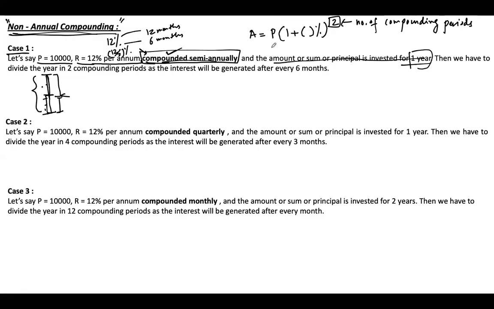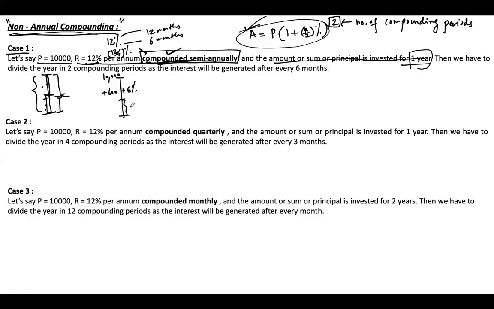Similarly, what happened to the rate if we are doing semi-annual compounding? 6%, R by 2, right? Yes, R by 2. So this would be the amount. And with respect to value-wise calculating, let's say 10,000, after 6 months with 6% interest, how much will you get? 600. So you got 600 here.